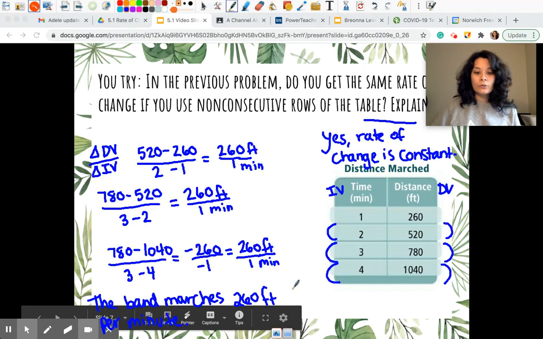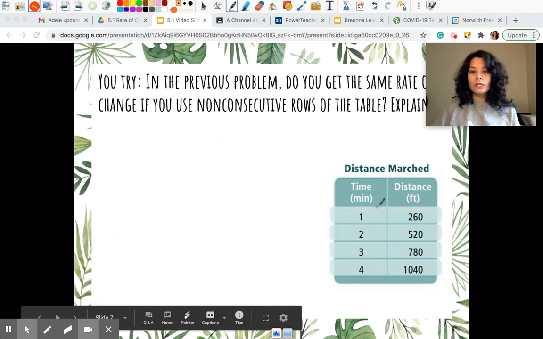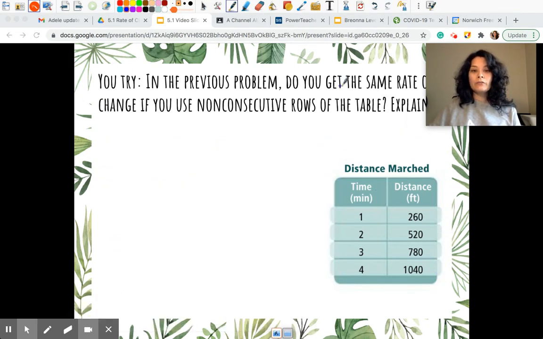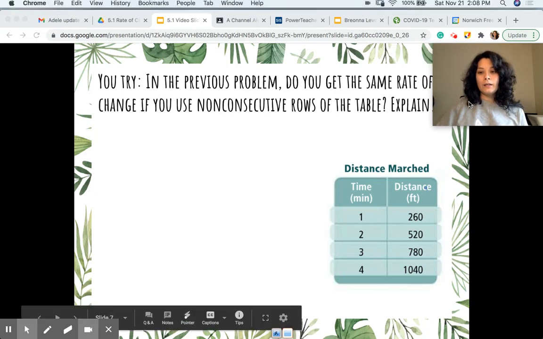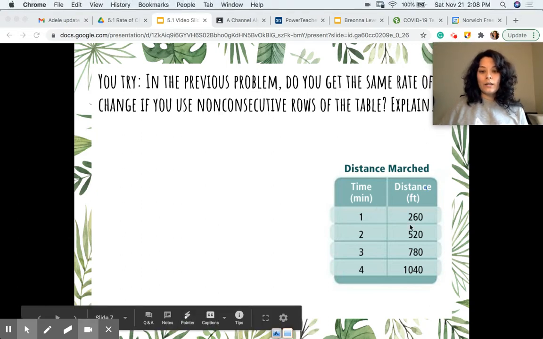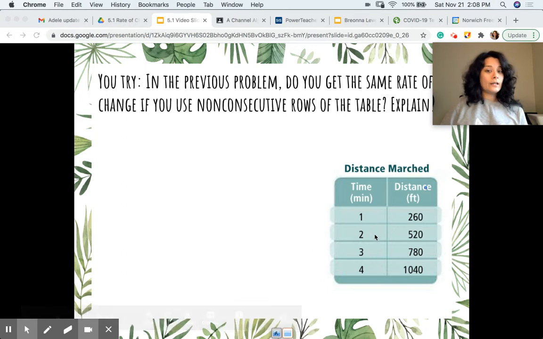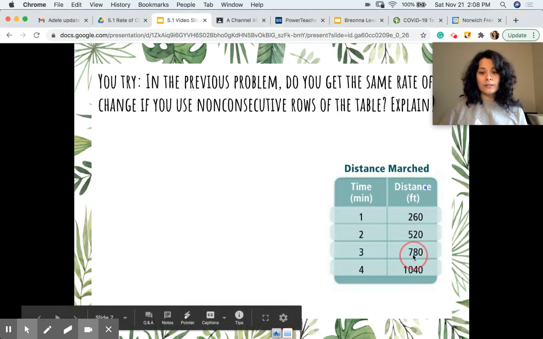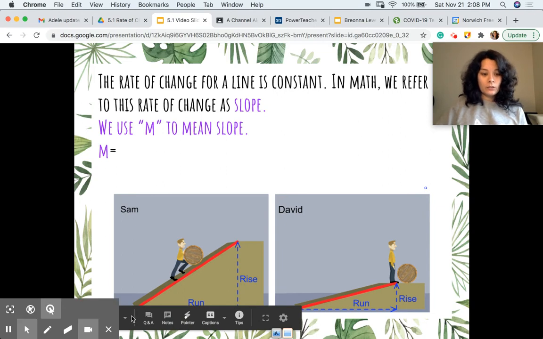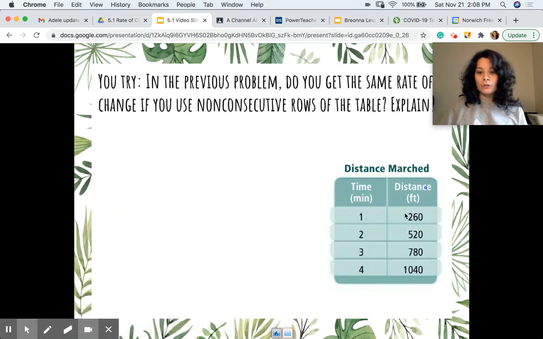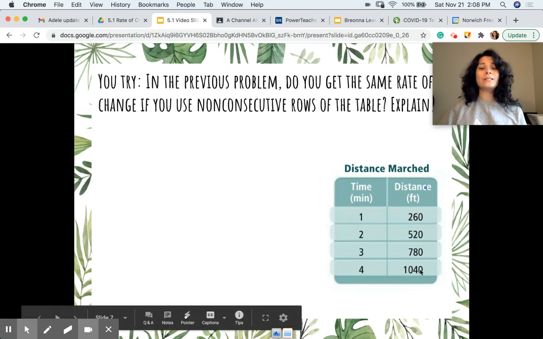All right, so here's one for you to try. We're going to use the same table of values. It says, in the previous problem, do you get the same rate of change if you use non-consecutive rows of the table? Explain. And again, there are different ways to justify your answer here. Non-consecutive means that you're going to use, for example, 260 and 780, or 260 and 1040.